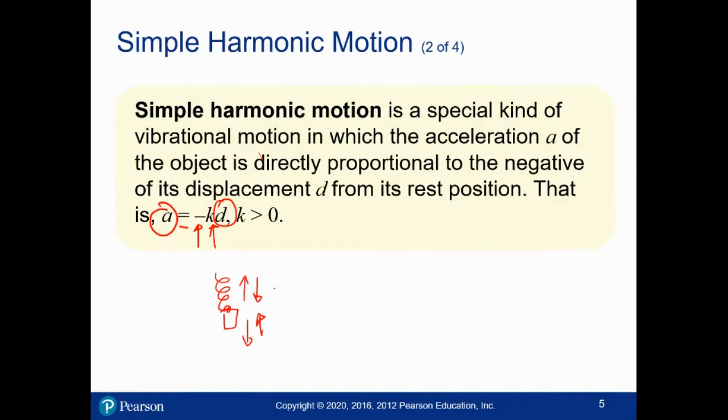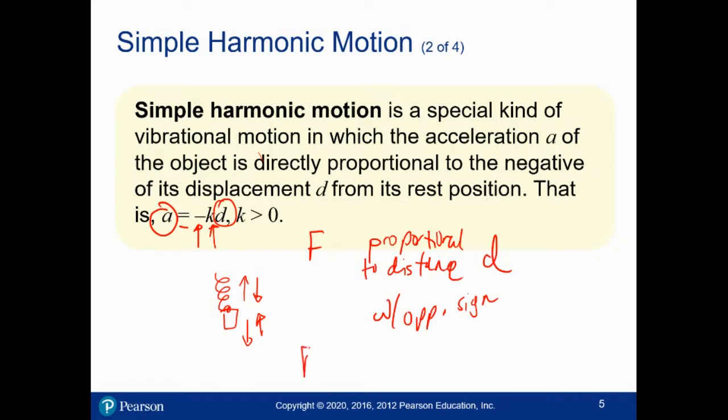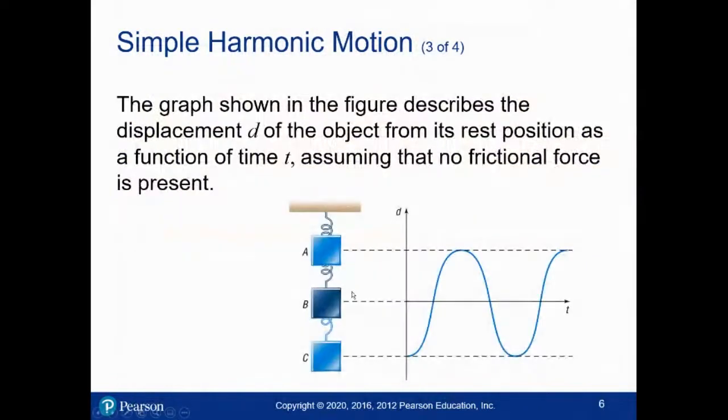whereas if you push it up, the spring exerts a force down. And the force is proportional to the displacement distance, but with opposite sign. If you push up, it pushes down. If you pull down, it pushes up. And that's where you get force is a negative constant times displacement. However, force is just mass times acceleration. So up to this constant of mass, you just have acceleration is proportional to distance of displacement, but with a negative constant there.